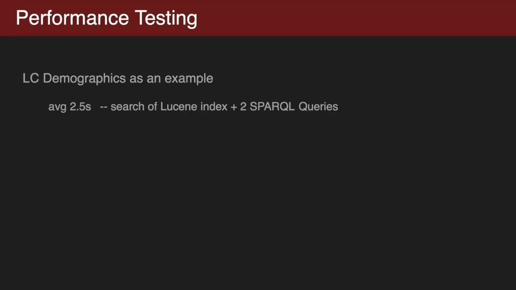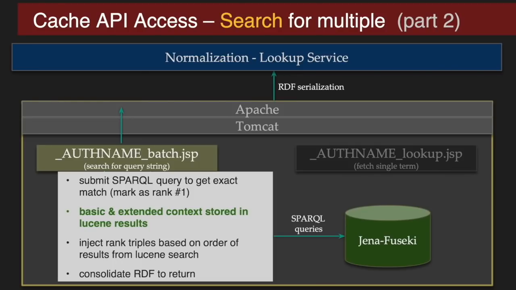Using this process and looking at performance characteristics of the Library of Congress demographics data, we see an average response time of 2.5 seconds per request. We identified the SPARQL queries as the likely bottleneck for the process. So instead of making a SPARQL query to get the extended context at request time, which can be quite complex for some authorities, we pre-populate the Lucene index with the extended context in a payload field holding the entire result graph for the entity. This greatly simplifies the request process.